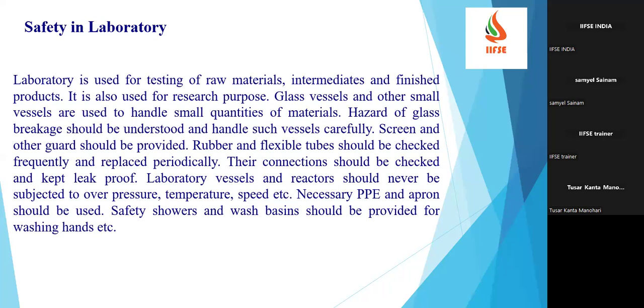Then during the reactions, with the many instruments or equipment they use, they definitely have rubber tubes or hoses attached to that equipment. They have to check them periodically, because over a period of time these rubber materials become harder, rigid, brittle, and hardened over a point of time there will be a chance of formation of cracks. Due to the cracks there may be leakage of gases. While doing any reaction, the gases may be emitted from the cracks. Their connections should be checked and kept leak proof, and the laboratory vessels and reactors should never be subjected to overpressure, temperature, and speed, etc.